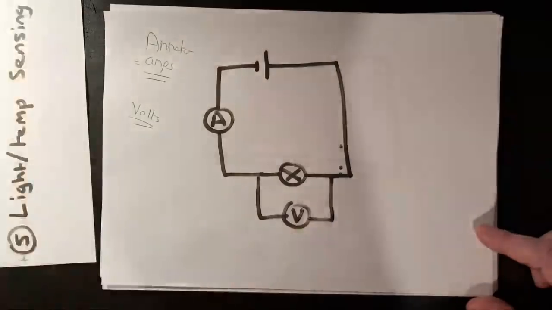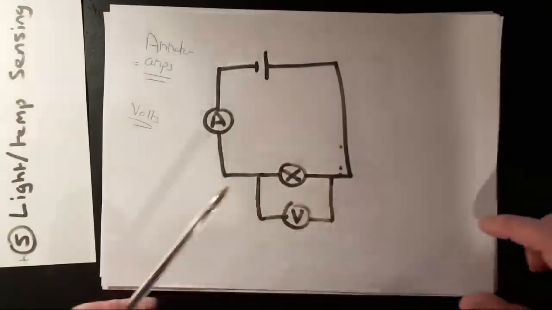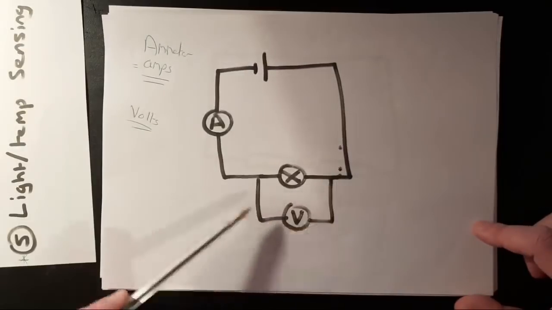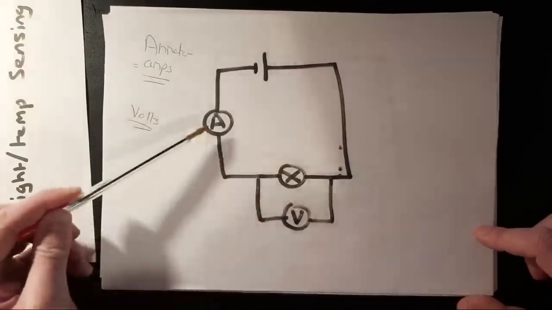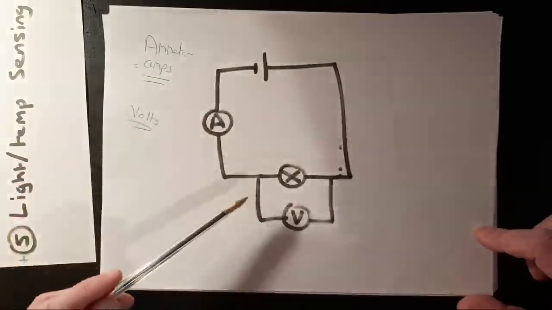So when we look at series and parallel circuits in a minute, hopefully this will make sense. A voltmeter is always connected in parallel. An ammeter is always connected as part of the loop. We say that's connected in series if you're part of the loop.